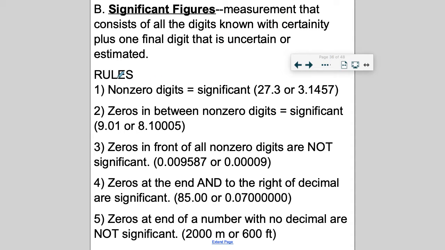Okay, so the first rule is the easiest rule. Non-zero digits are always significant. So if I have the number 27.3, all of these digits are significant. If I ask how many significant digits are in this number, you would say 3. Or 3.1457, the beginning of pi. All of these are non-zero digits. They are all significant. How many sig figs do you have here?